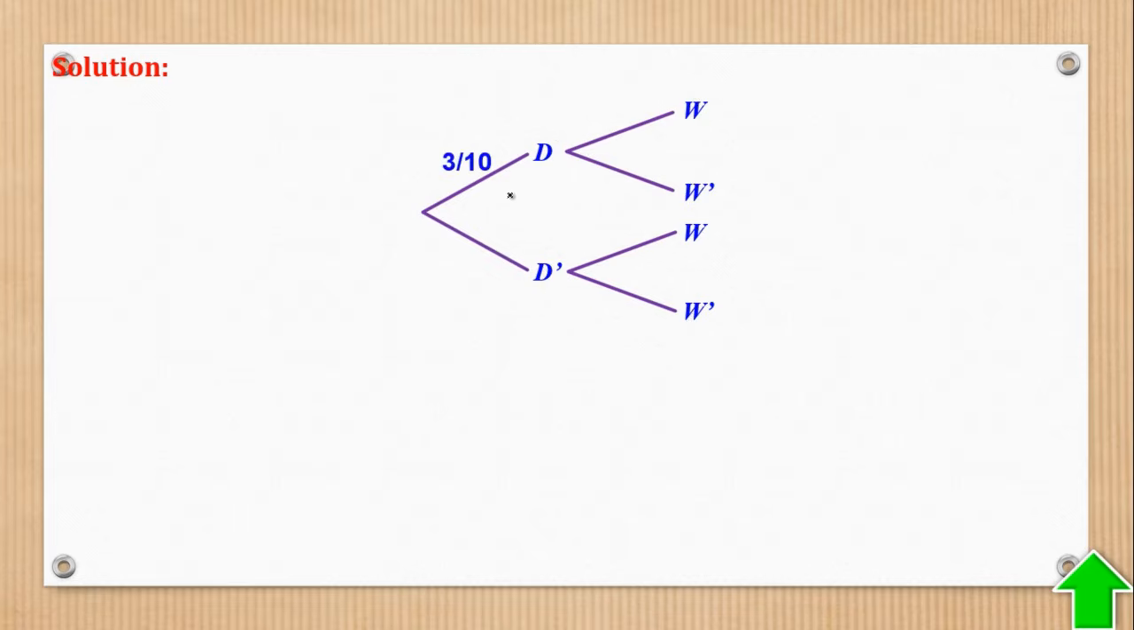The probability of dry was 3/10. That's what was given in the question. Therefore not dry will be 1 minus 3/10, which is 7/10. Then the probability of winning on a dry day was 4/7, given in the question. Therefore not winning will be 1 minus 4/7, which is 3/7. Then winning on a wet day was 3/11. Therefore losing will be 1 minus this, which is 8/11. So now that I've filled the table, I can go and answer the questions.